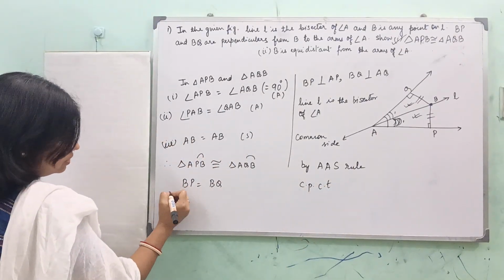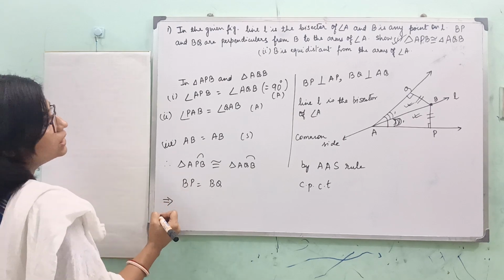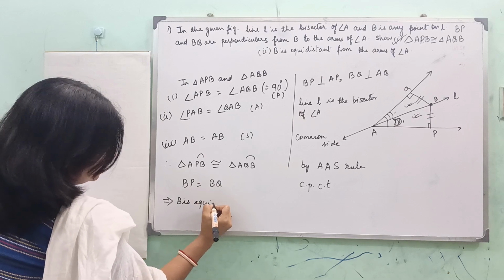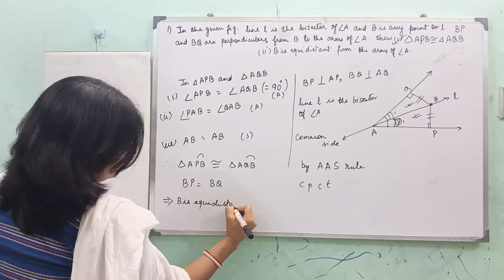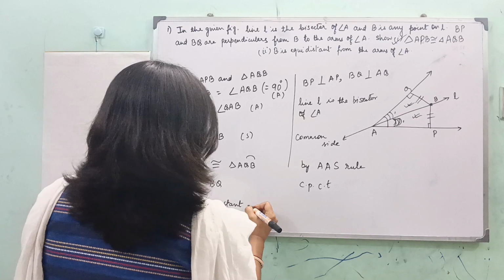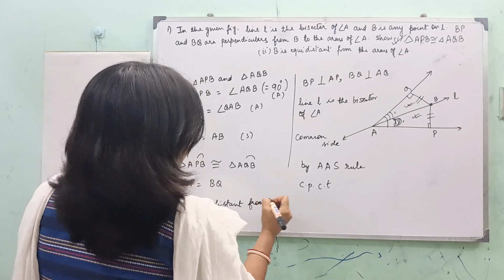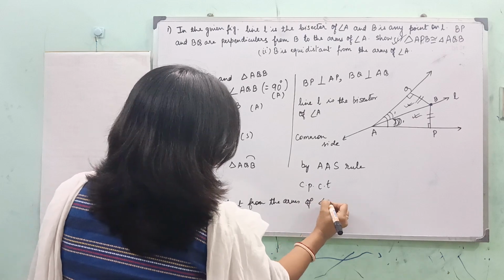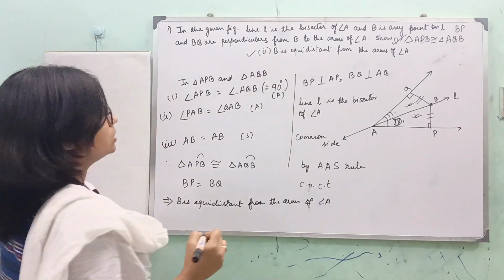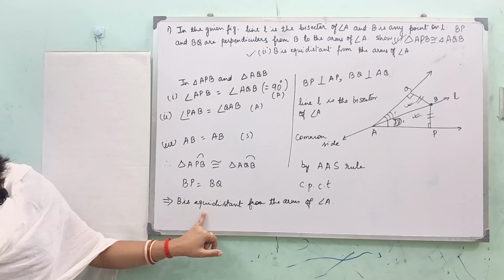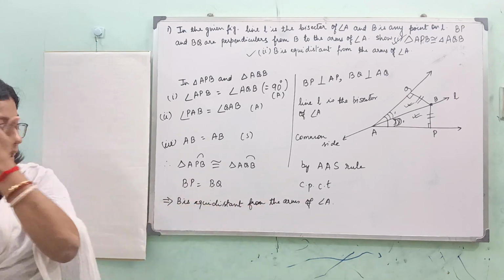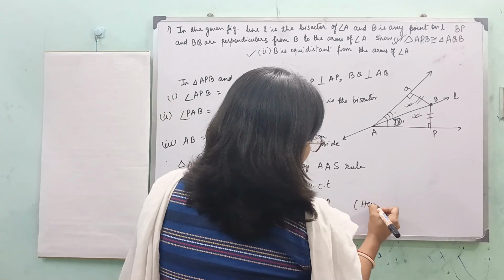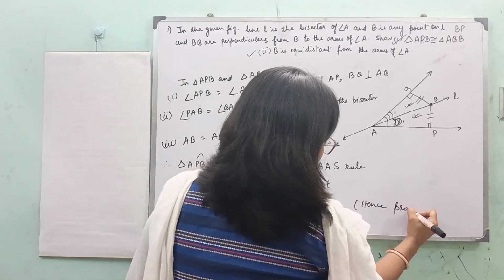Okay. So this can also be written in this way, that B is equidistant from the arms of angle A, going by the question. So B is equidistant from the arms of angle A. So with this, we come to the end of the proof.